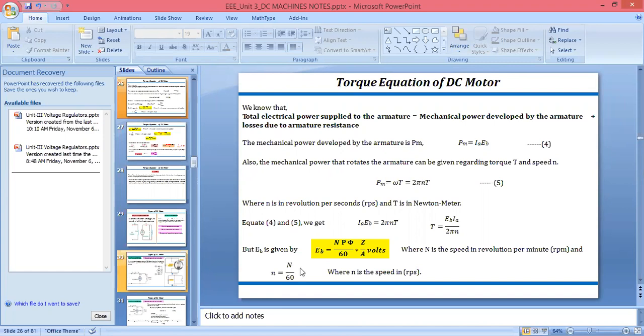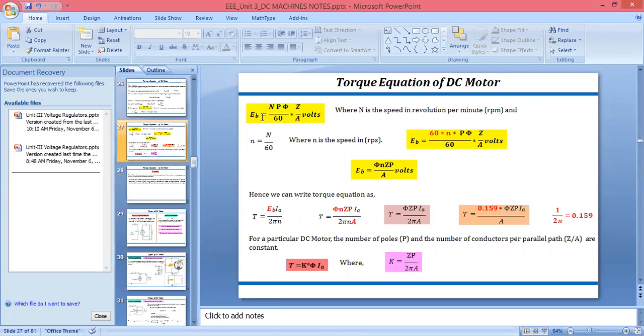If you guys are getting confused at that point, neglect these things. Directly, what equation did we get for back EMF? N P phi upon 60 into Z. So we can put these equations in this torque equation. You will get the equation. If you are taking the value in rotations per minute, again you can multiply by 60. So your equation will become like this. If you are rearranging these equations, putting the value of back EMF in the torque, your equation will become torque equal to, this is the final equation, given in purple color.